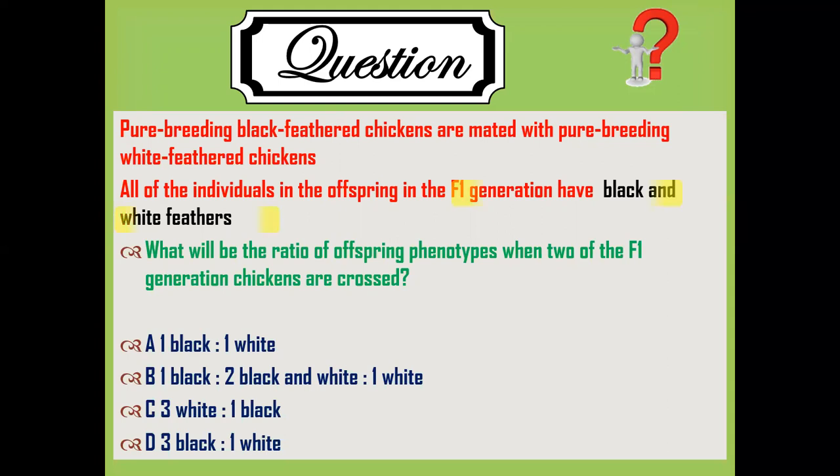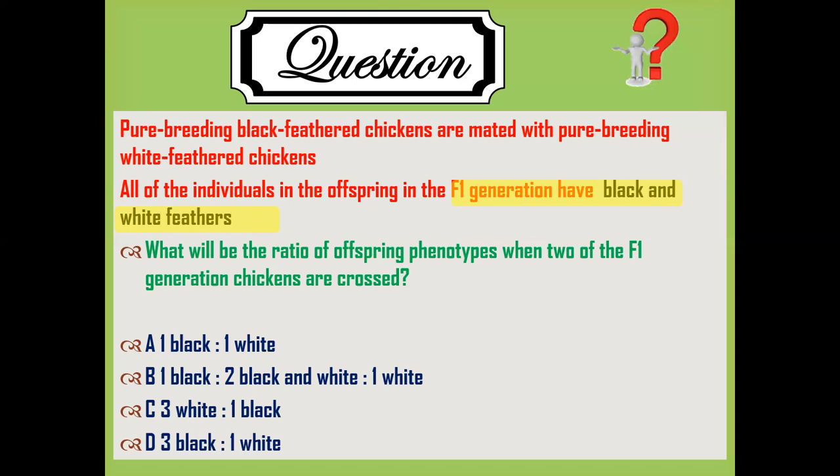So what does it mean? We get an idea that if the F1 generation is black and white, this is a codominance trait. Why? Because both the allele for black and the allele for white are expressing themselves independently in the F1 generation. So in this way, this is our codominance allele. So we're going to calculate the F2 generation on the basis of the F1 generation by the principle of codominance. Here, what will be the ratio of offspring phenotype when two F1 generation chickens are crossed?